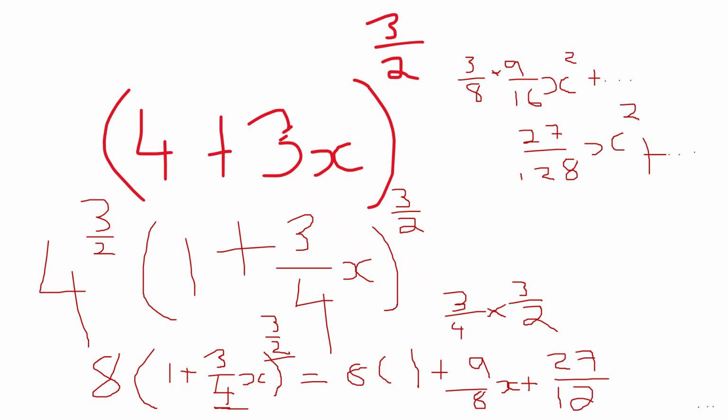Okay, x squared plus dot dot dot. Okay, close the brackets. The last part now is to expand the bracket out. So 8 times 1, that's going to be 8. 8 times 9/8 x. Well, the 8's going to cancel with that 8, so I'm going to be left with just 9x. And then we're going to have 8 lots of 27, 128.